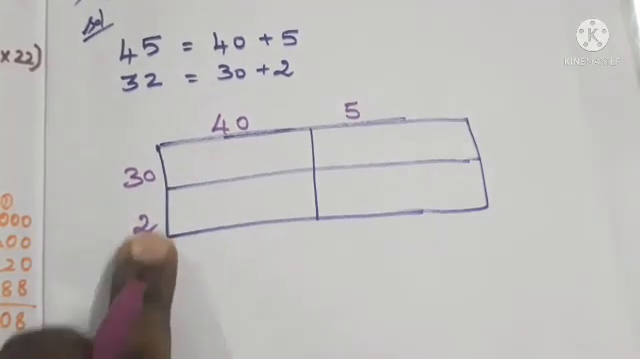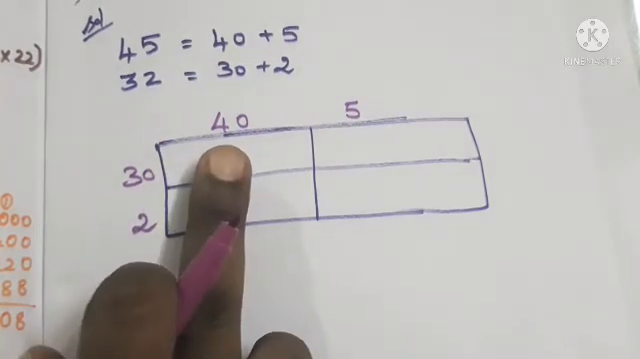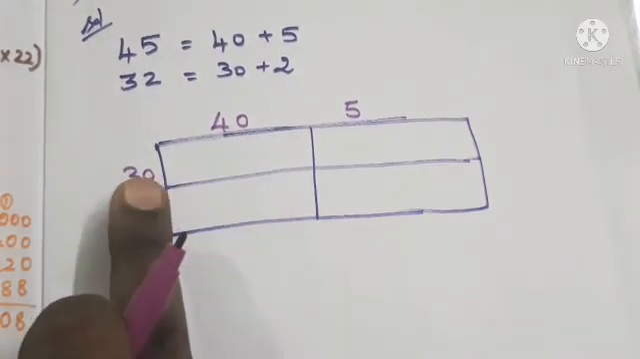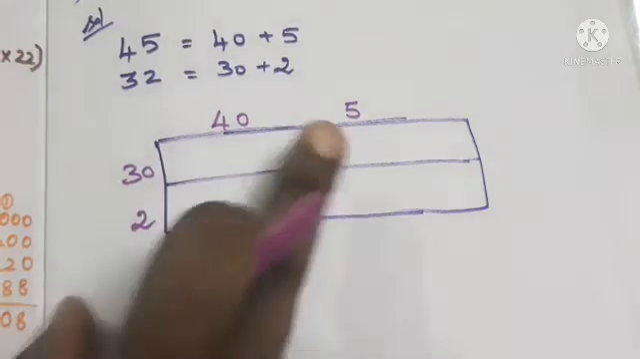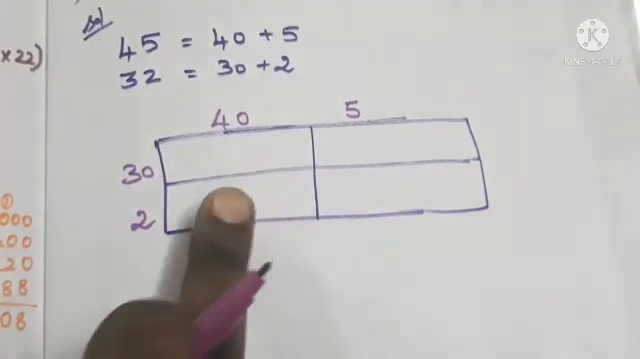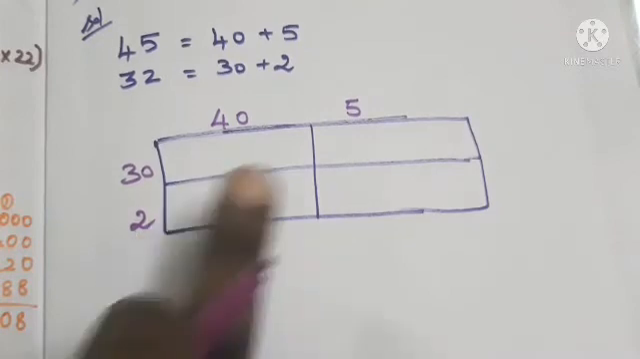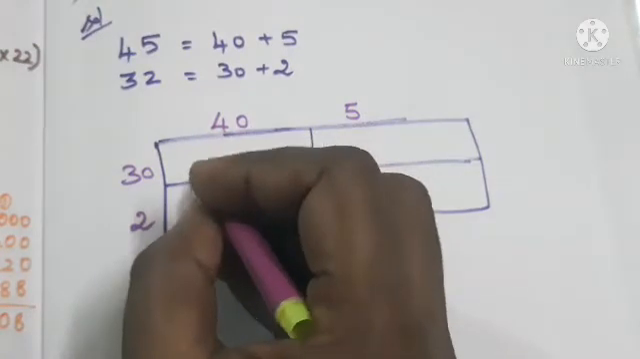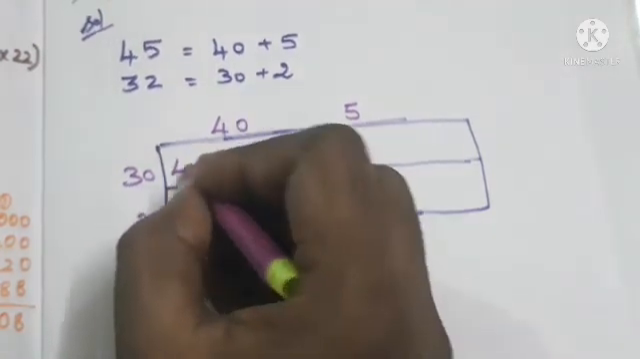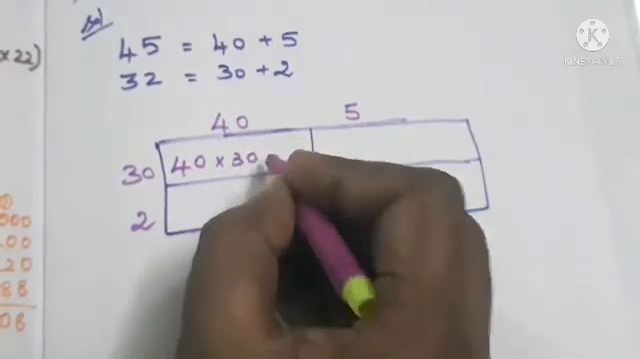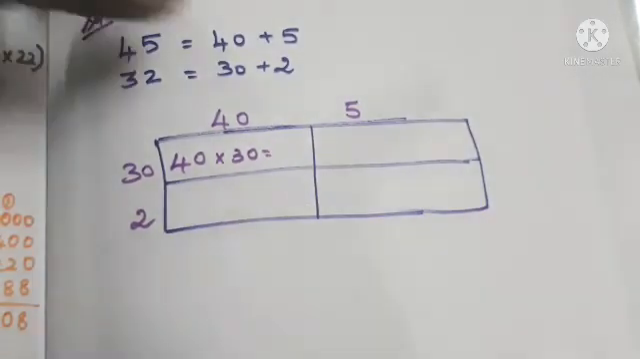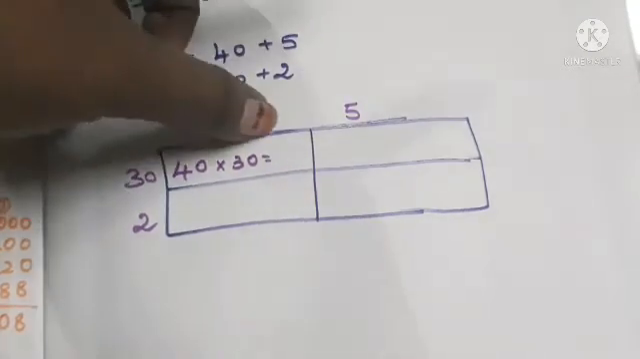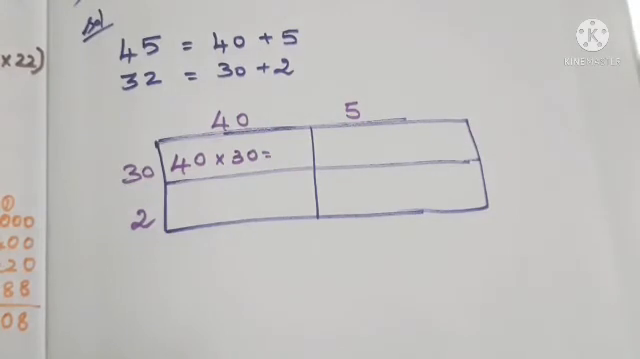Next we are going to multiply the 30 and 40. At the top we have 40, so 40 multiplied by 30, and we also multiply this 30 with the 5. In the second box we multiply 40 and 2, and in the next box we multiply 5 and 2. Just watch it so you can understand. So we are going to multiply 40 into 30. We multiply this number by this number, because these two numbers have a corresponding box, so in that box we multiply those numbers.